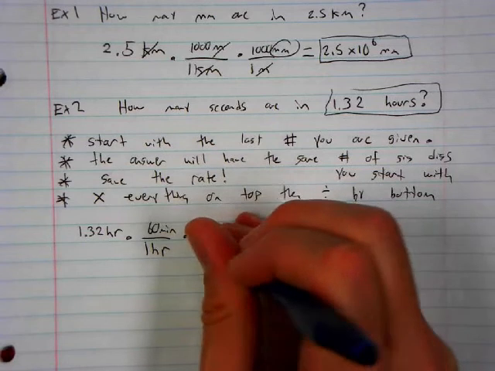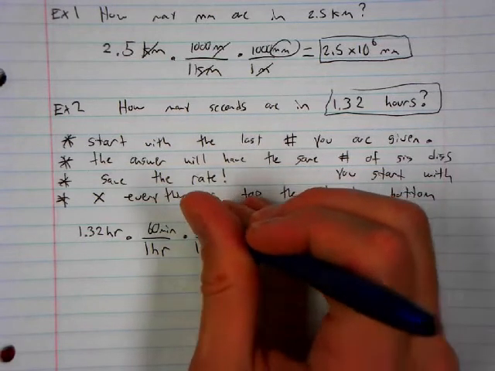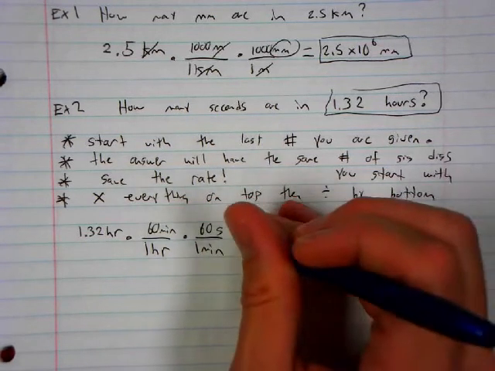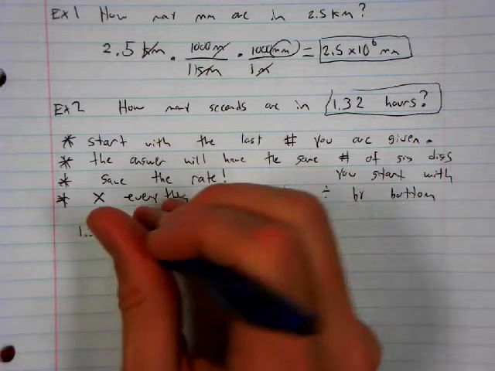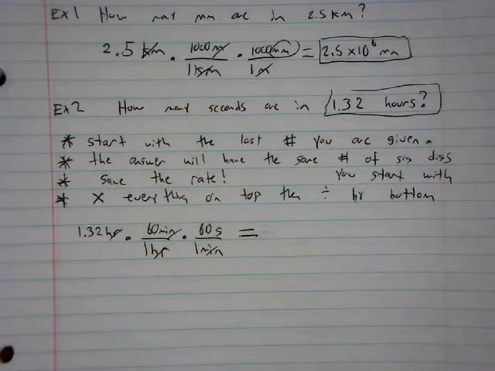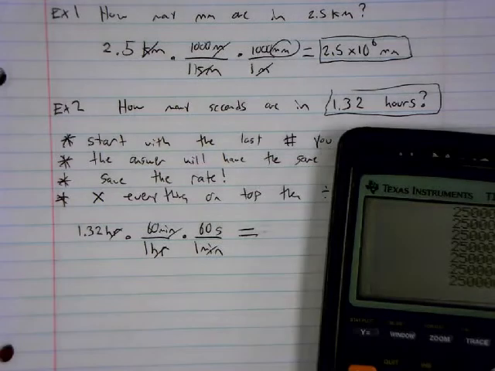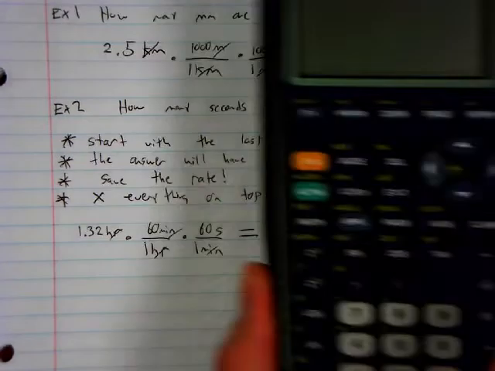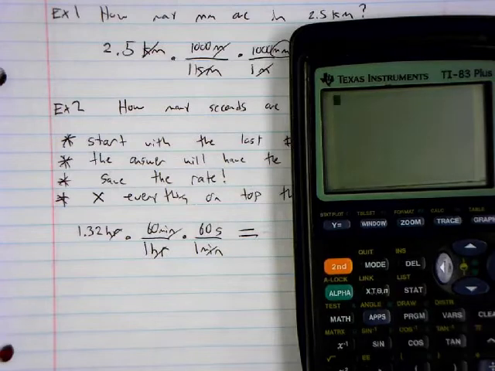And I know that if I have minutes on the top, I have to have minutes in the bottom of the next step. 1 minute is 60 seconds. Hours cancel out, minutes cancel out. Type it into your calculator. What just happened here? Something weird.